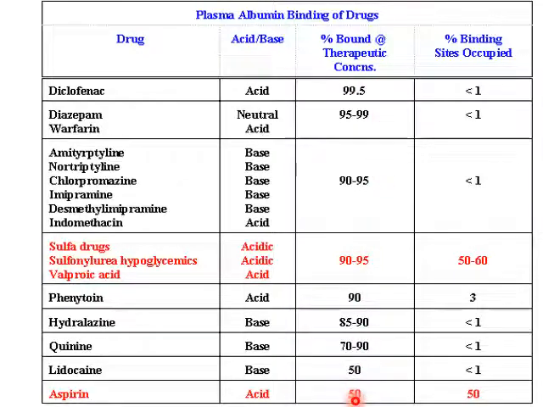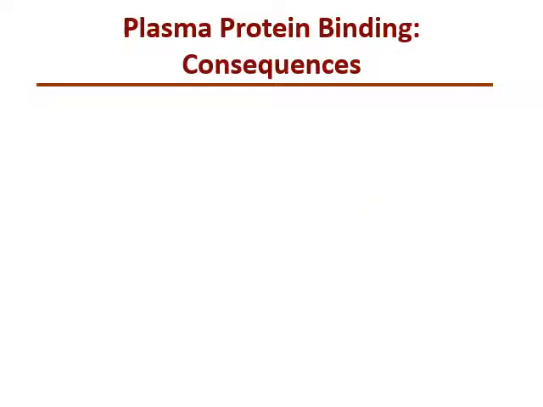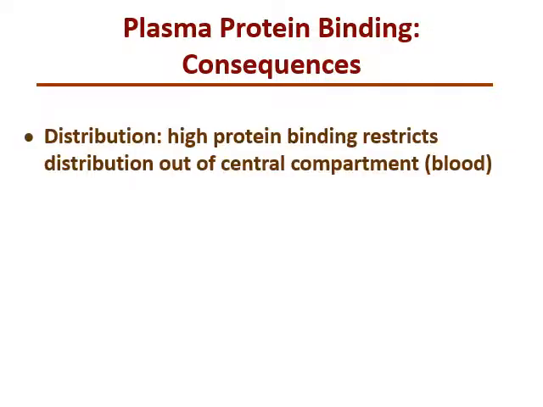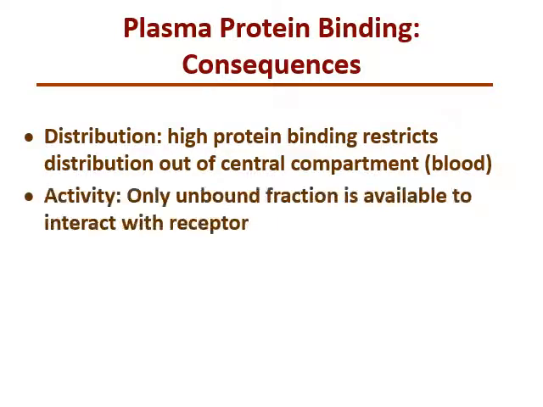And that goes all the way down to aspirin here. With aspirin, you see 50% is bound. So I think the other take-home message here is that many drugs are associated with plasma proteins, but the percent binding varies. So who cares about plasma protein binding? What is the functional consequence of it? Well, for one thing, when a drug is highly protein bound, it cannot distribute out of the capillary into the tissue. So you restrict its distribution.